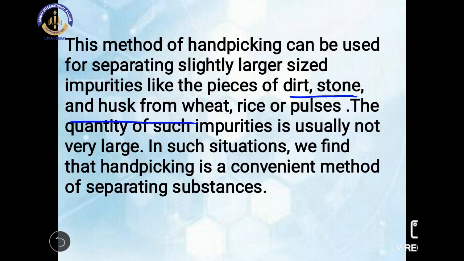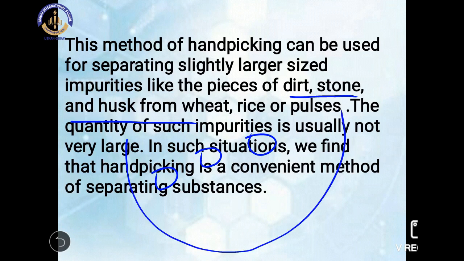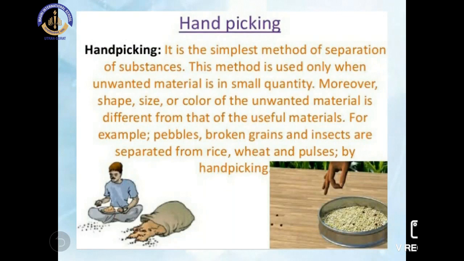So the hand picking process is convenient for us when the impurities are large in size and the quantity of the impurities is smaller than the grain. Whatever substance we purchased, if the impurities quantity is small and the size is comparatively large, then only can we use this method, the hand picking method.